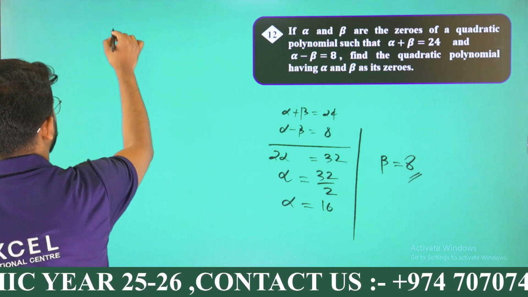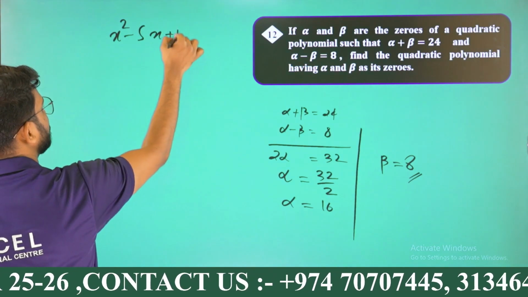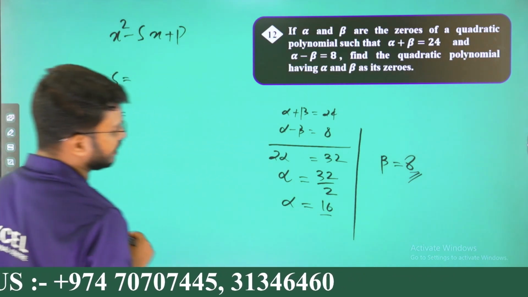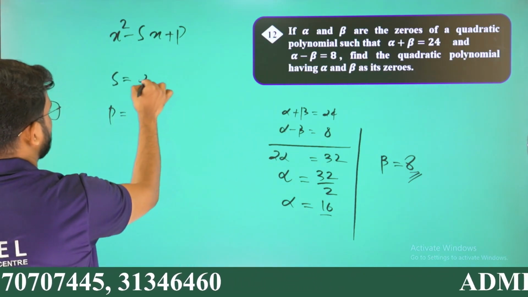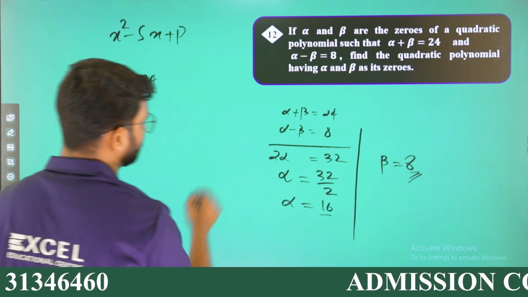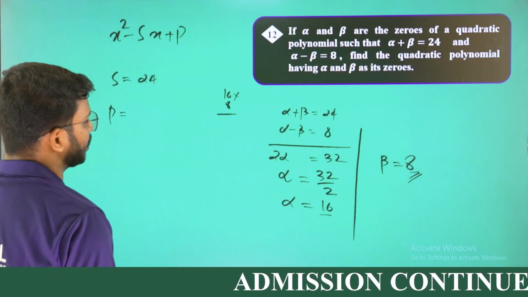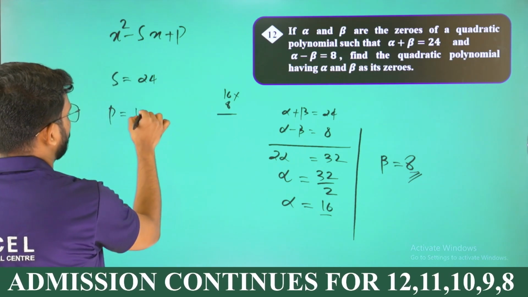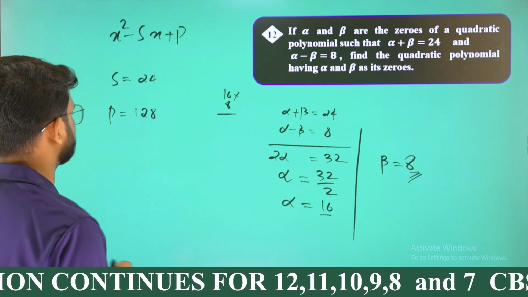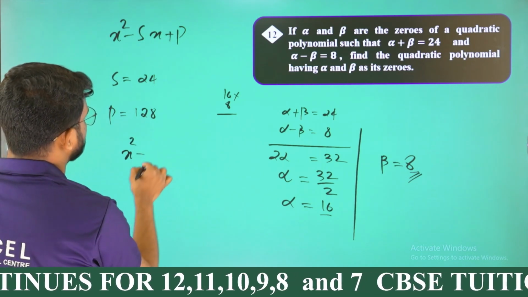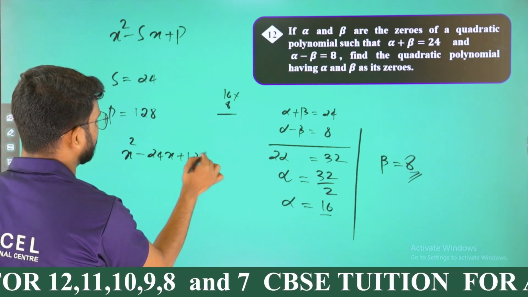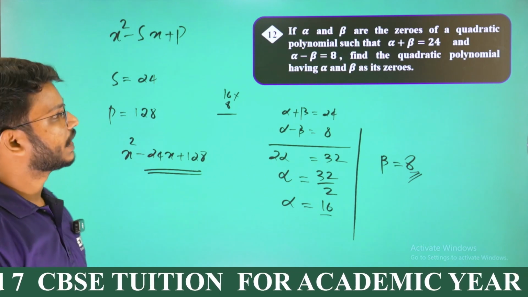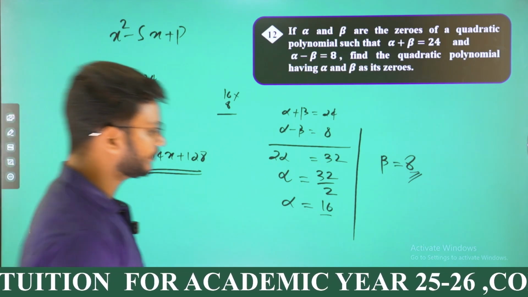Next, we have to form a quadratic polynomial. So x squared minus sx plus p. Find the sum and product. Sum is equal to 16 and 8. 16 plus 8 is already given, which is 24. Yes. Then alpha into beta. 16 into 8, right? 16 into 8, which becomes 15 into 8 is 120, so 120 plus 8, 128. Yes, 128 is the answer. So x squared minus 24x plus 128 is the required quadratic polynomial. Okay, easy question, right? Let's move to the next question, the 13th question.